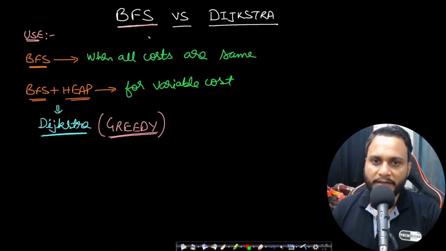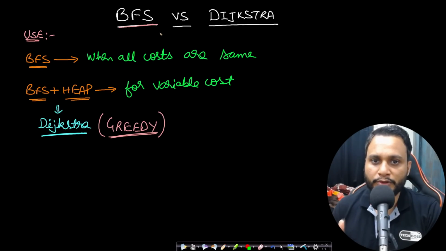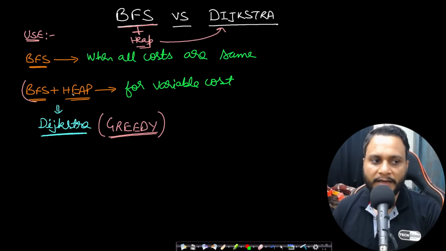But since all the costs are different, you need to apply a greedy pick. Like whatever path looks greedily optimal to you, we will try to choose that. And if you use that greedy approach where you combine BFS with the heap, then that becomes equal to your Dijkstra algorithm. So that I had already explained in my Dijkstra video. Please find the link in the description below and also in the I button.